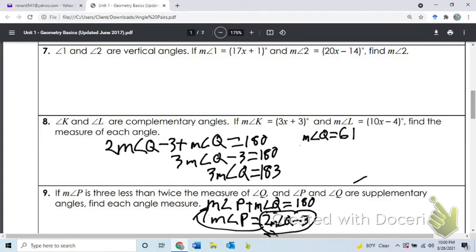We need to find each one. So there are 2 ways to do this. Again, we can go 180 minus 61 and get 119. Or if we wanted to make sure, we could take that 61 and plug it back in. So double it, get 122, subtract 3, and get 119. Either way, you're going to get 119.